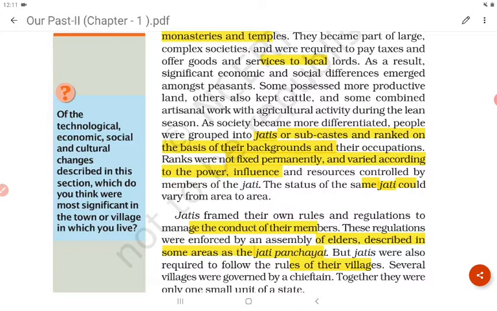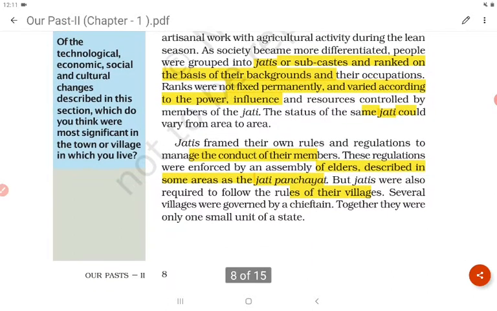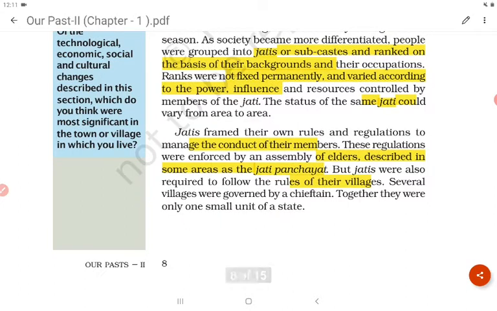Jatis framed their own rules and regulations to manage the conduct of their members. These regulations were enforced by an assembly of elders, described in some areas as the Jati Panchayat. But jatis were also required to follow the rules of their villages. Several villages were governed by a chieftain. Together, they were only one small unit of a state.